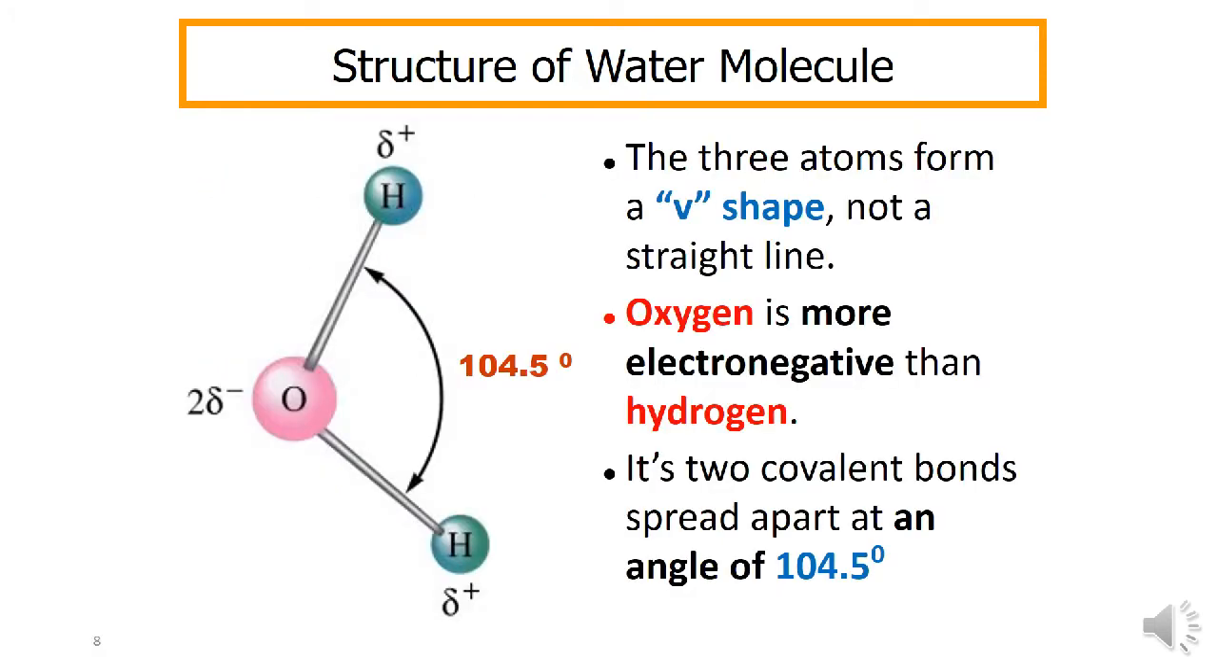The three atoms of oxygen and hydrogen will form a V shape, not a straight line. This occurs because the oxygen is more electronegative compared to the hydrogen, which causes an unequal distribution of charge. This results in two covalent bonds spread apart at an angle of 104.5 degrees. So the water molecule will not be present as a straight line, but as a V shape.